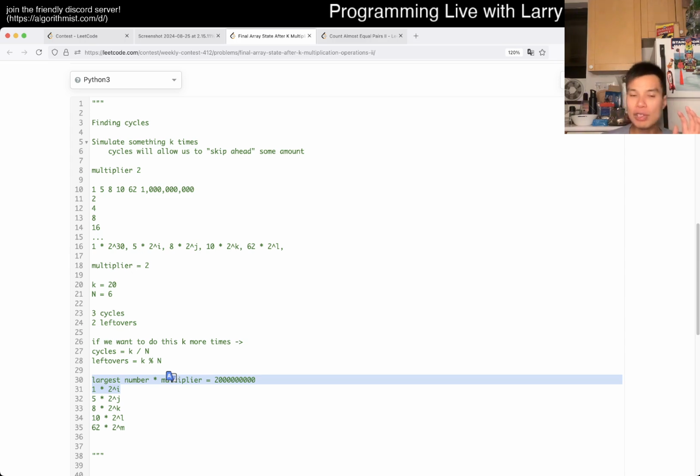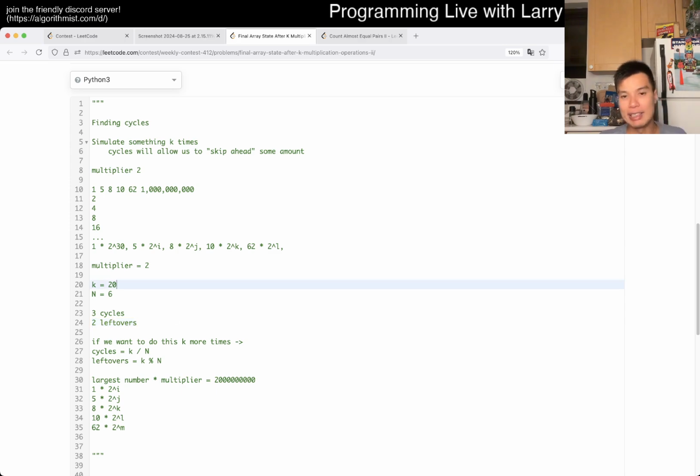With the 2 leftovers, you can do them manually, but it also turns out that with a different visualization, you loop, or you simulate, you loop, and then you simulate again the leftovers. So you can do that either explicitly or implicitly. So that's basically the idea for this problem. Yeah.